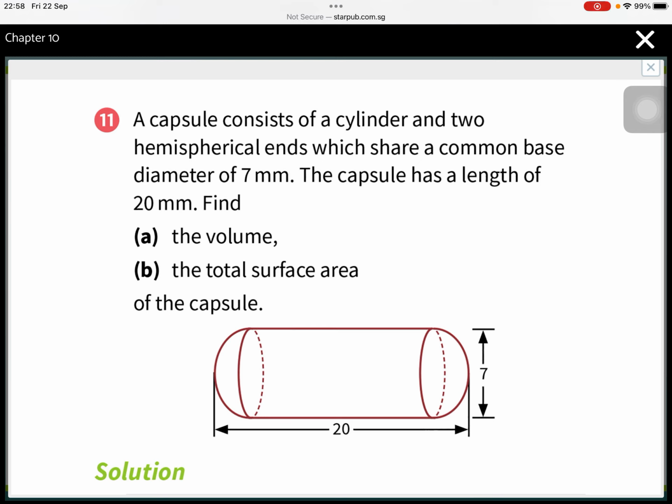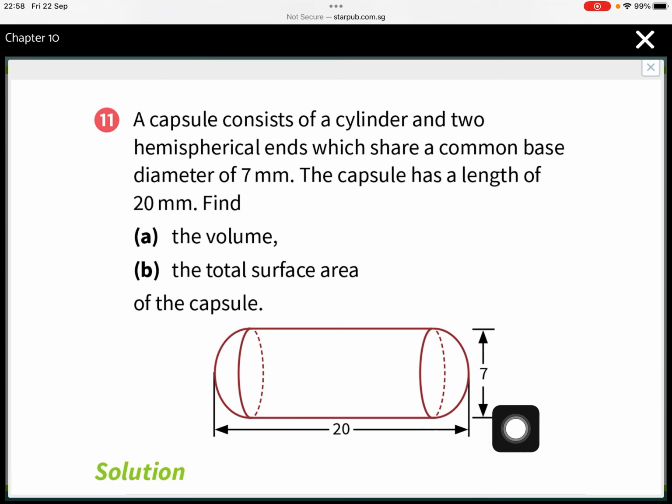The first question, question 11. We have a capsule that consists of a cylinder in the center and two hemispherical ends. This is a hemisphere, this is a hemisphere, which share a common base of diameter 7 millimeters. The capsule has a length of 20 mm. Find the volume and the surface area.